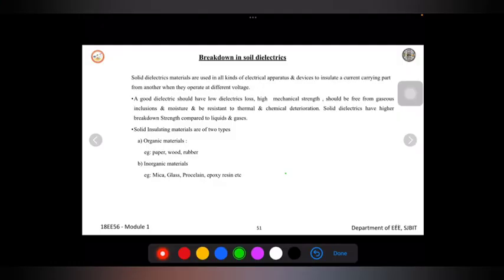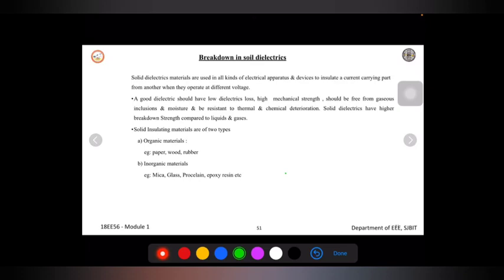Solid dielectric. First of all, solid dielectric materials are used in almost all electrical operators. If you look at the visible insulators or dielectric media which we make use of in a power system, they are solid. It could be paper, wood, rubber, mica, glass, porcelain, epoxy resin. There are many things, which we can easily visualize, and almost all of them are solid dielectrics.